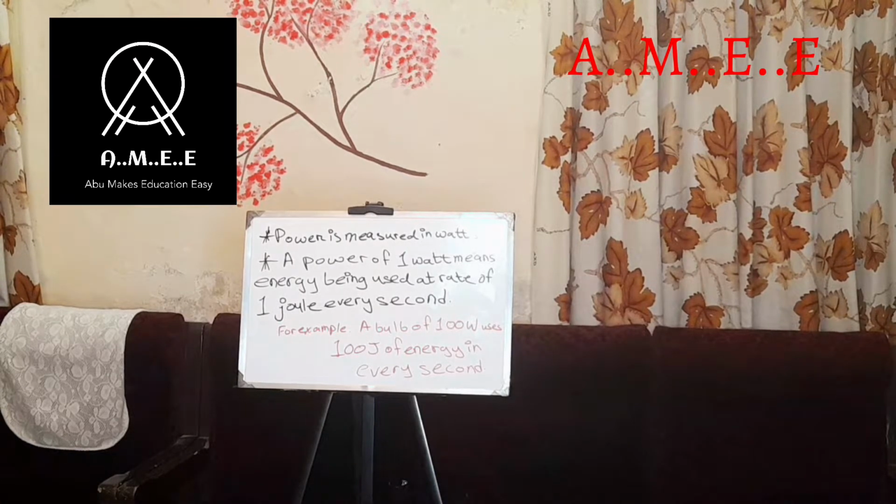Then we have to think that it is using 20 joule every second, as 1 watt means 1 joule per second. Then 20 watt means 20 joule per second. That means that the bulb is using 20 joule of energy in every second from the mains electricity.